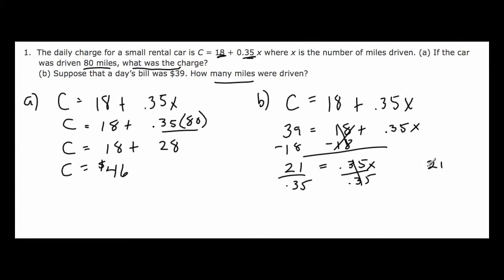So 21 divided by 0.35. We know we have to move the decimal over, so I have to move this one over, and then I'll bring it up and add my zeros there. So 35 goes into 210 about 6 times. So that's 210, exactly. And then I have to fill in this space right here. Obviously, that would be a 0. So in the end, x equals 60, and we know it was miles. Okay, number 2.